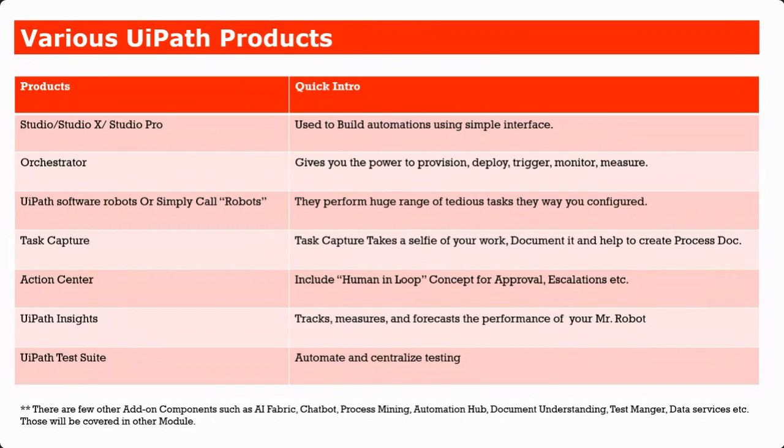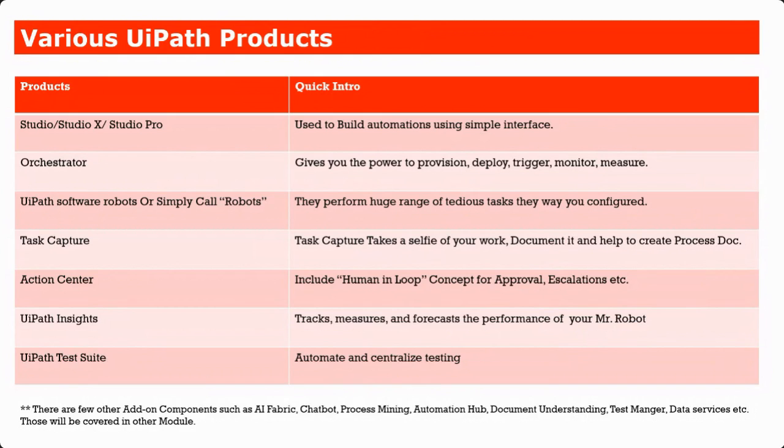Then there is another component called UiPath Insights. As I briefly talked about, UiPath Insights tracks, measures, and forecasts the performance of your bot. So for example, on a given day, you have 100 tasks to work upon. In those cases, UiPath Insights will tell you that out of these 100 tasks, only 80 could be completed, because based on past results, one item takes around 10 minutes, and in a given time, it can only complete 80 tasks. It cannot complete 100 tasks. So those kinds of insights and measures can be given by UiPath.